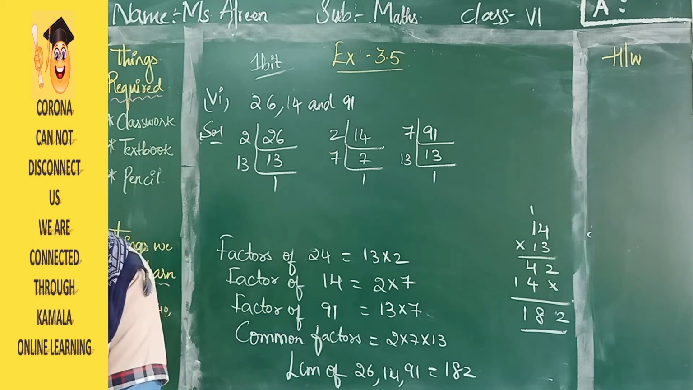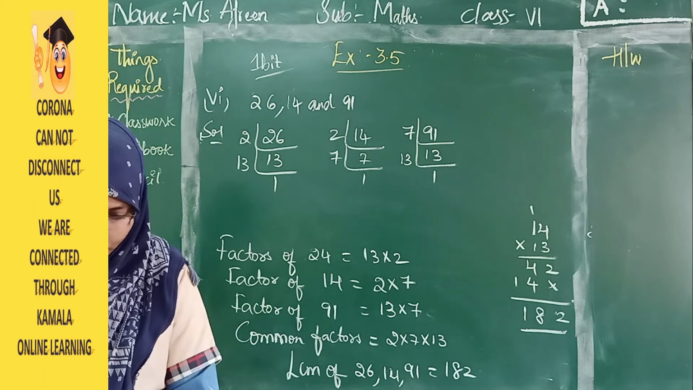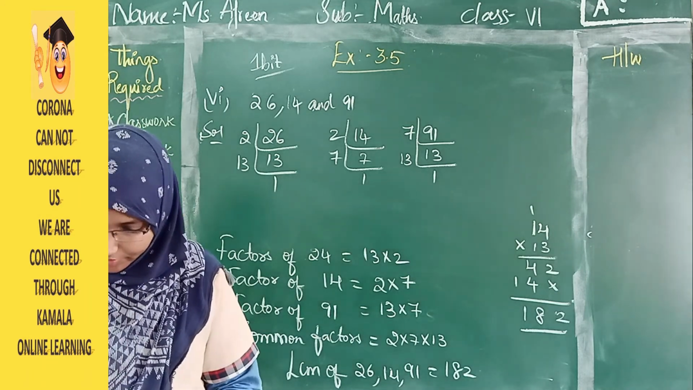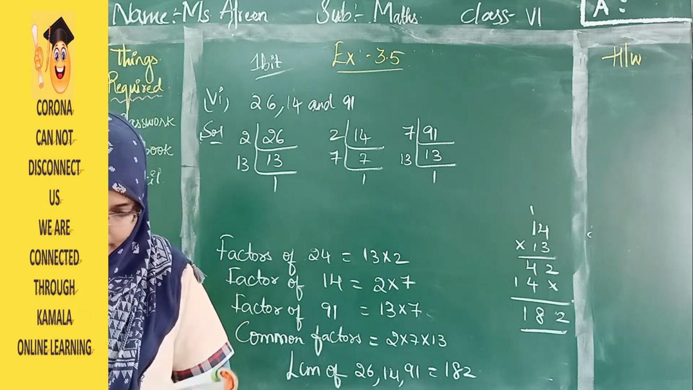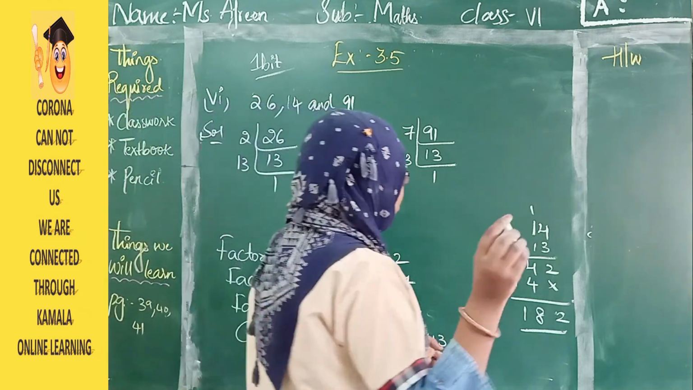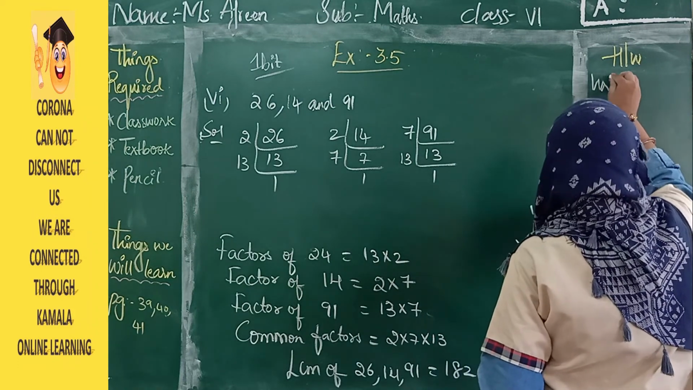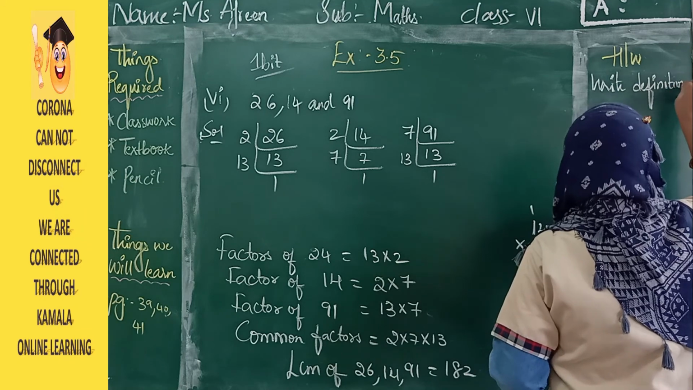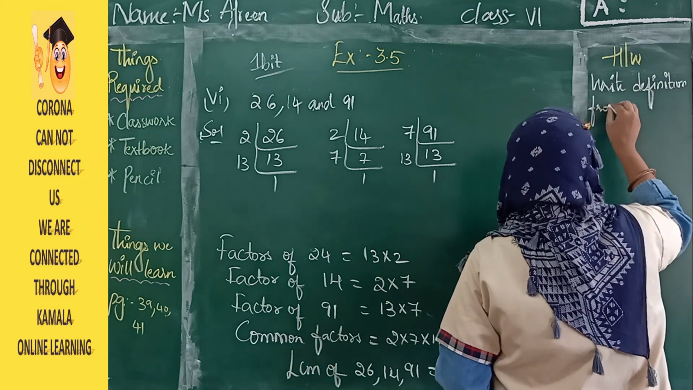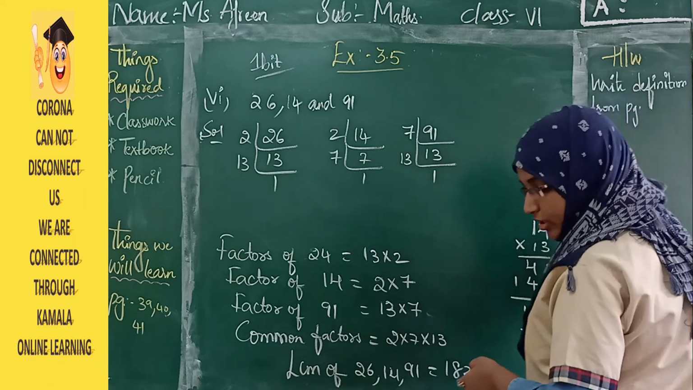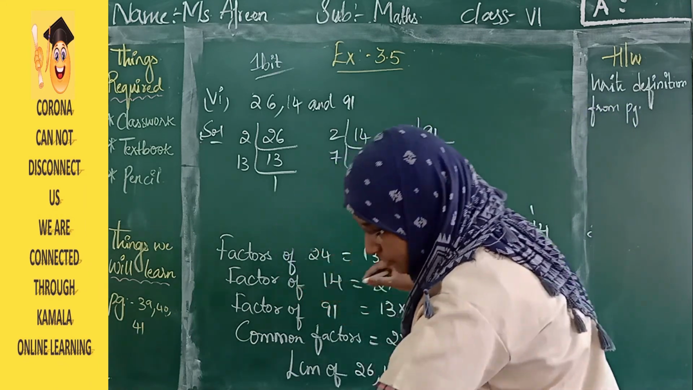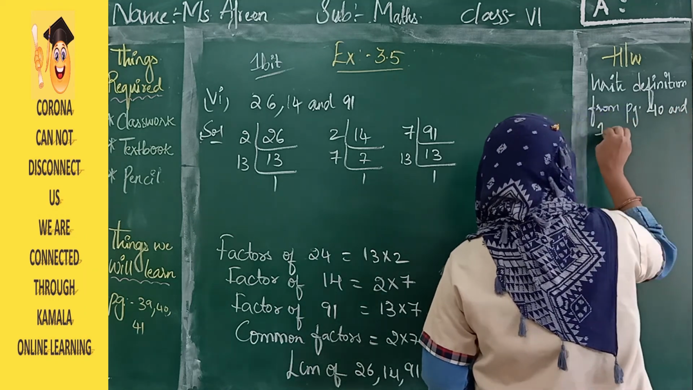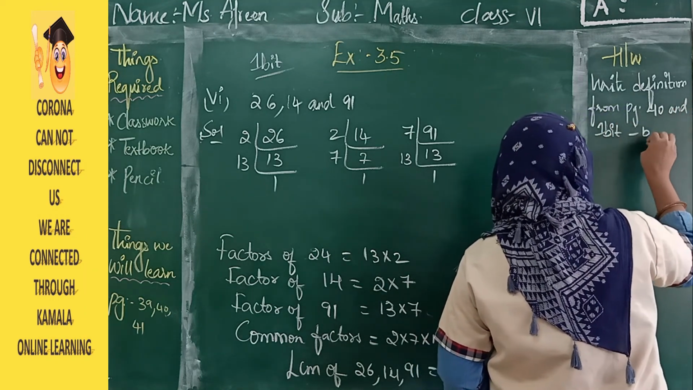Next, I hope it's very clear what we have learned. We have to write the definition of LCM and the three methods for finding LCM, and from the first bit you can write the second and third one. So what is your homework? Write definitions from page 13. From page 40 and first bit D and C, D comma C.